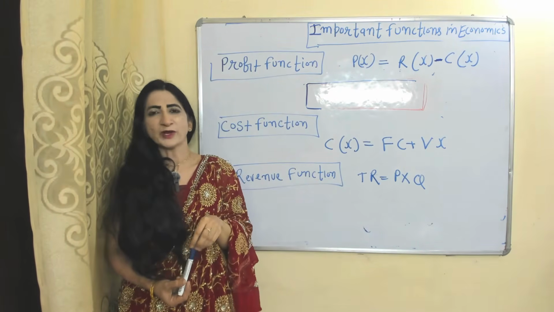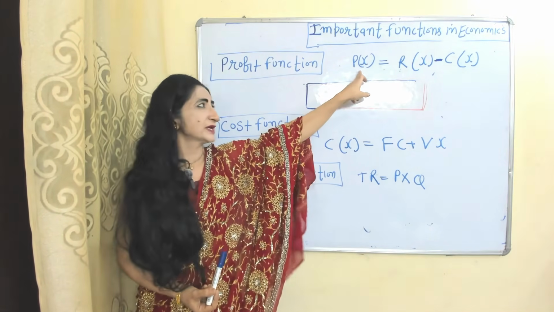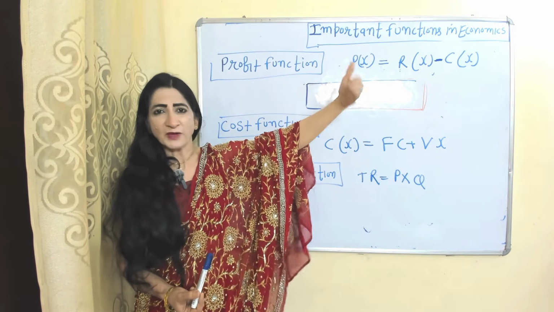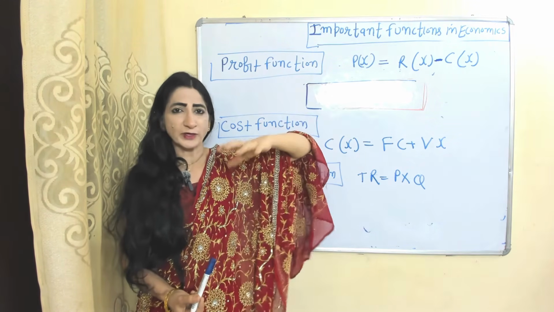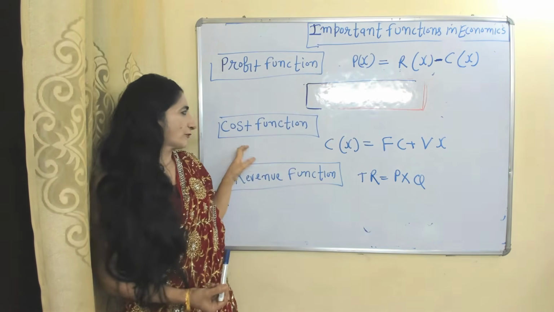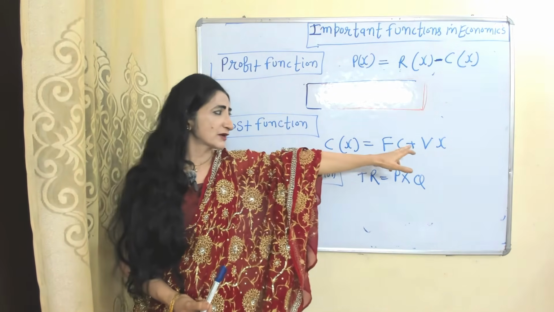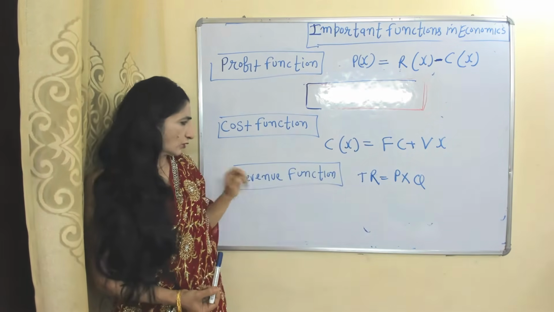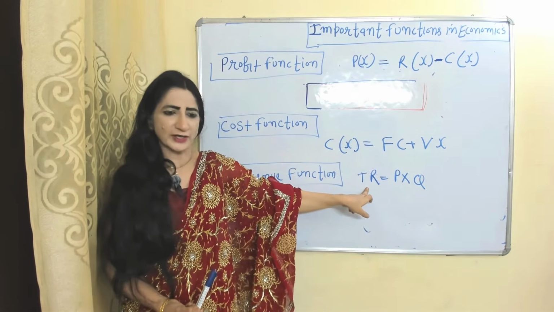Profit function: when we subtract cost from revenue, it becomes net profit. Px is profit from X commodity. Rx means revenue which we generate by selling X commodity. Cx is the cost of producing X commodity. When we subtract cost from revenue, it becomes equal to profit. Cost function: C represents cost, FC is fixed cost, Vx means variable cost. When we add both costs, it becomes equal to total cost. Revenue function: price times quantity is equal to total revenue.